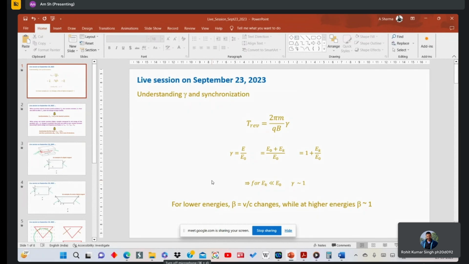Otherwise, E naught for the proton is 0.931 GeV. For the electron it is 0.511 MeV, but we generally take 0.5 MeV. These are only for simplicity of the calculations.